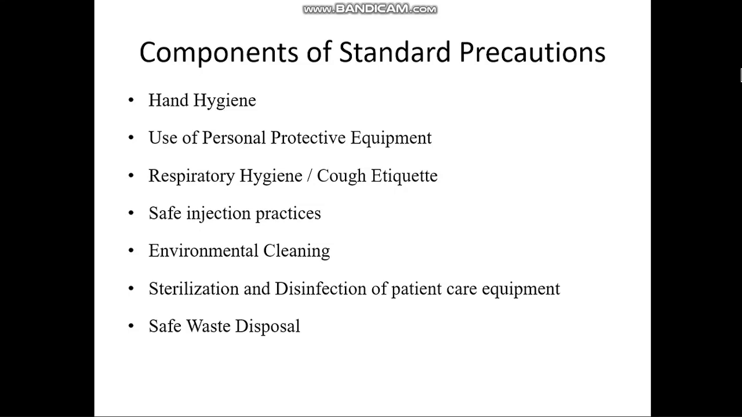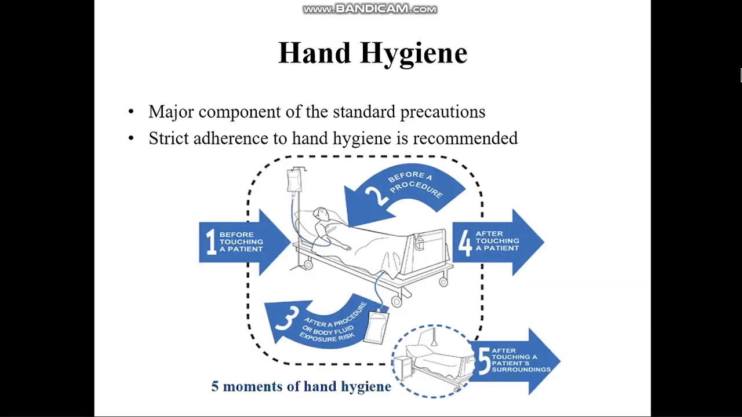Now we'll talk about components of standard precautions. The components of standard precautions are hand hygiene, use of personal protective equipment, respiratory hygiene or cough etiquette, safe injection practices, environmental cleaning, sterilization and disinfection of patient care equipment, and safe waste disposal also. So we'll now talk in detail about each component.